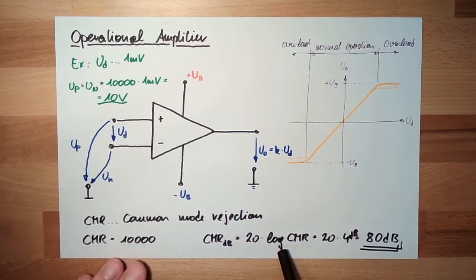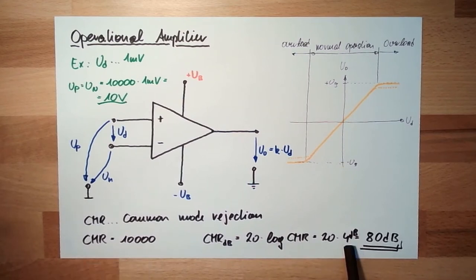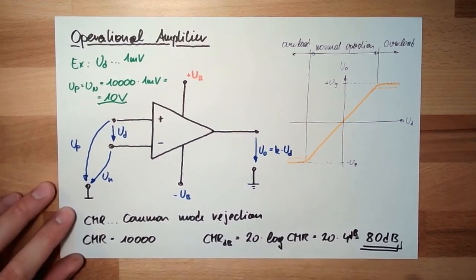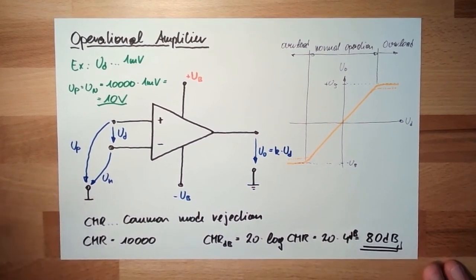You can type it in your calculator, 10,000, and press the log button, then you reach 4. 10 raised by the power of 4 is 10,000, of course. That's what the logarithm is, the reverse function of an exponential function. Okay, so that's common mode rejection.